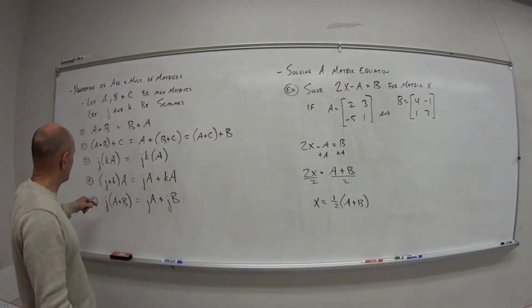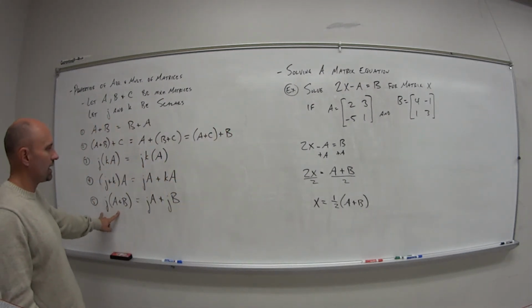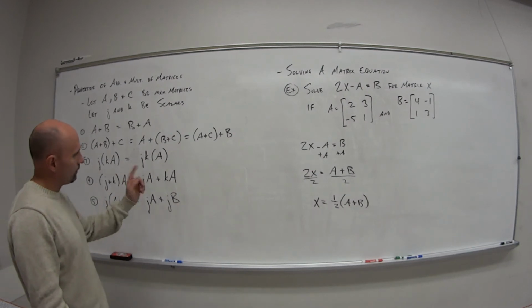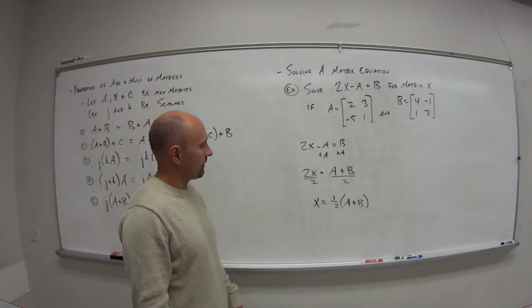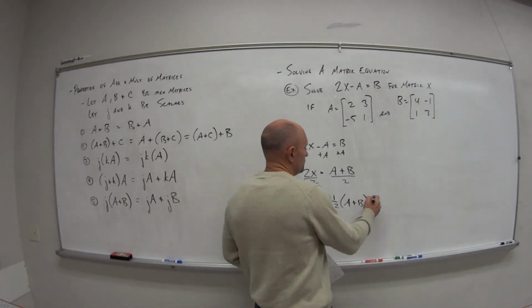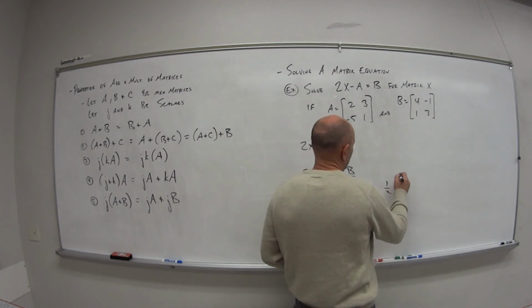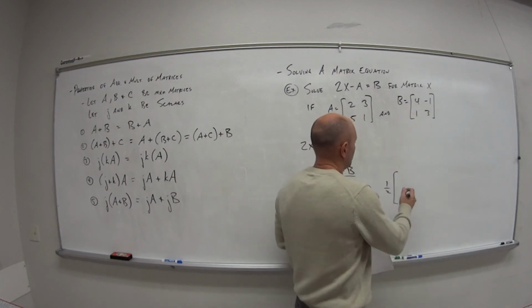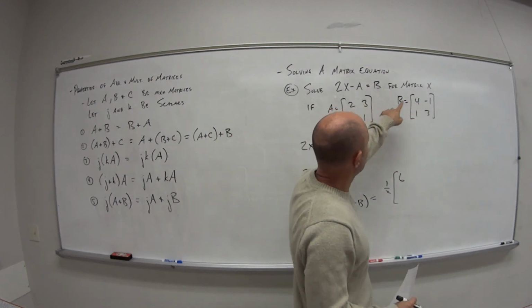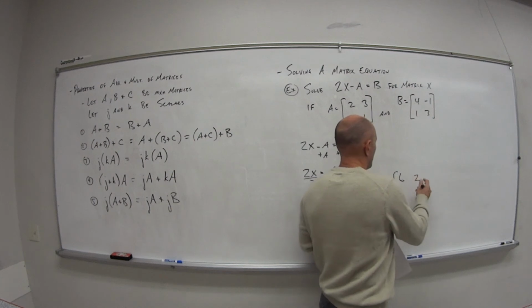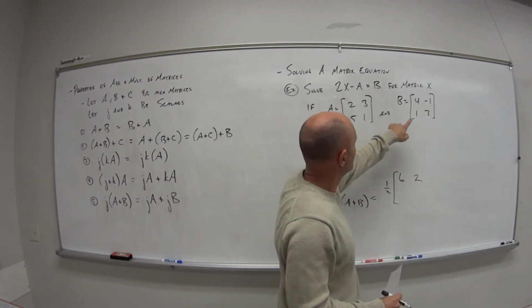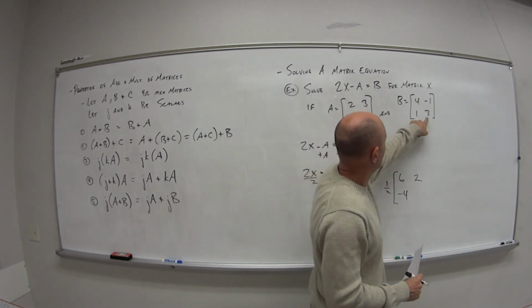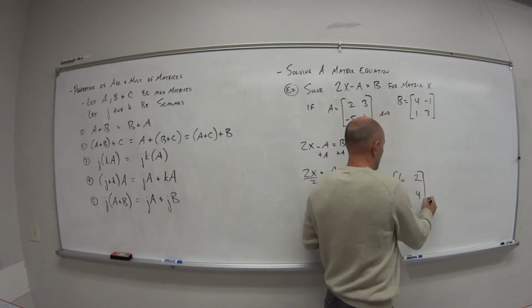So that's essentially like number 5. We can add the matrices together and then multiply by the scalar, or we could distribute the half to each piece. Whatever choice you choose is fine. But I'm going to add the matrices together first. So 2 plus 4 is 6. 3 minus 1 is 2. Negative 5 plus 1 is negative 4. And 1 plus 3 is positive 4.